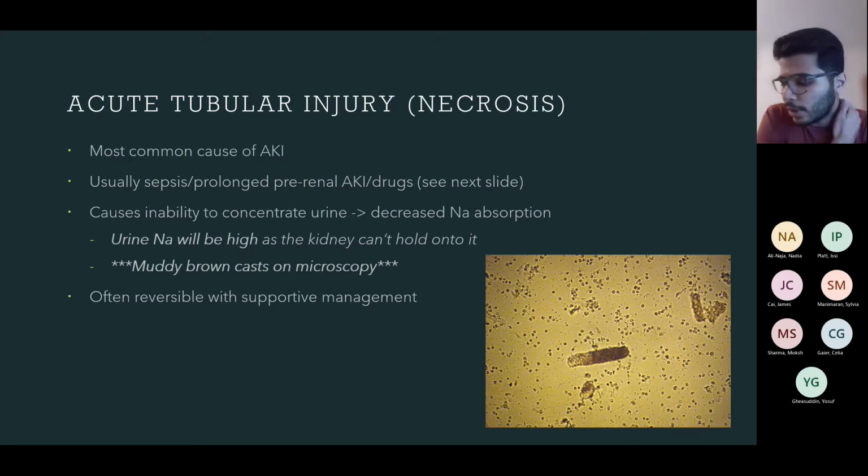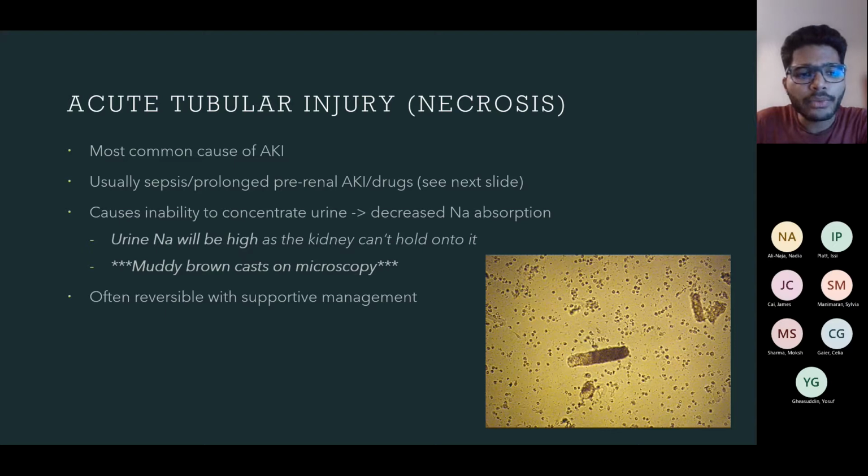So firstly, acute tubular injury. This is the most common cause of AKI, and it's usually caused by a really prolonged prerenal AKI. So if you imagine you've got low perfusion of the kidneys for a very long period of time, then eventually the tubules are going to die or get injured. So then you go from a prerenal AKI into having acute tubular necrosis. It can also be due to sepsis because of all of the inflammatory changes that happen in the body, and also drugs, which we're going to go through on the next slide.